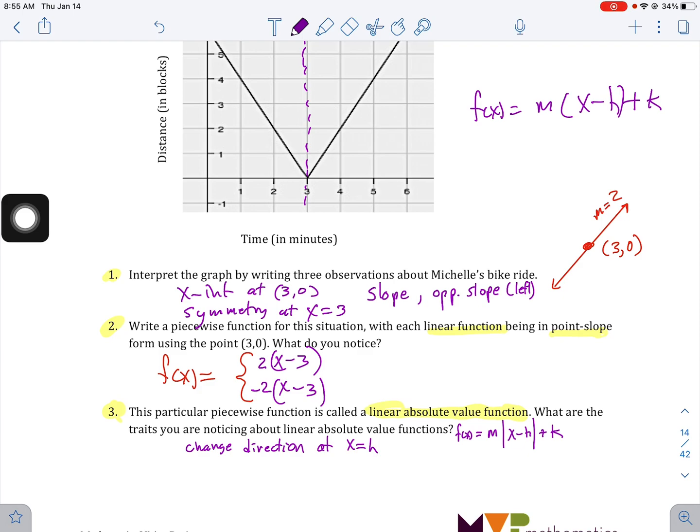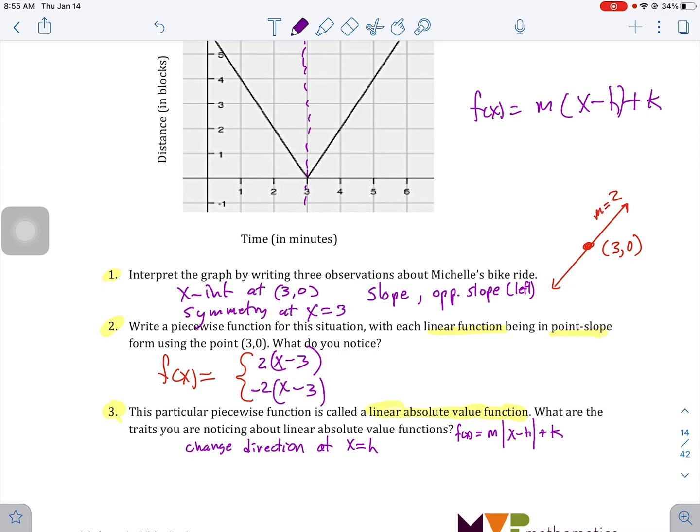Okay. We also notice that the point where it changes is right on the x-axis, so there is no vertical shift. So you could think of that as plus 0, or you could just leave it as it is.